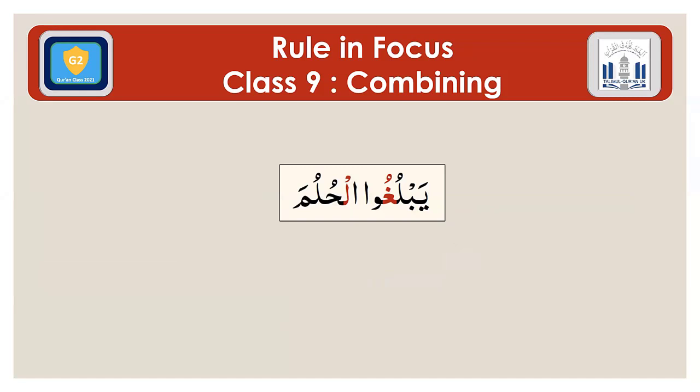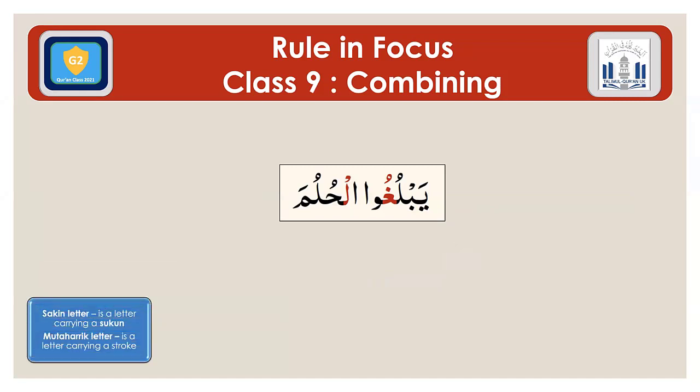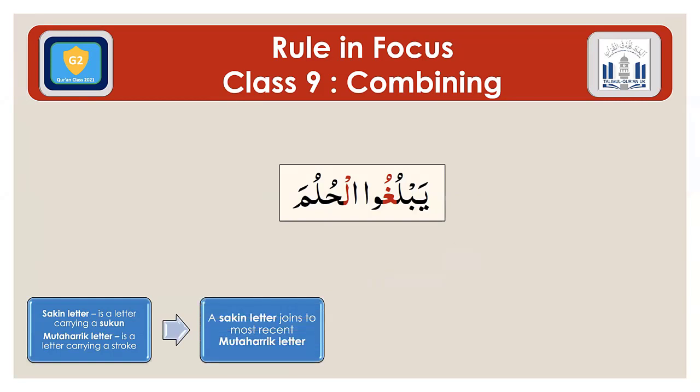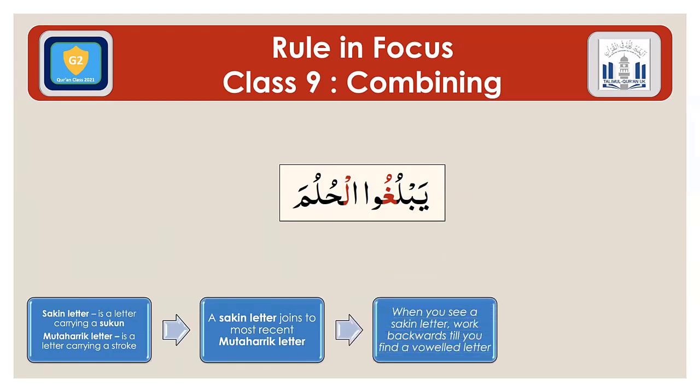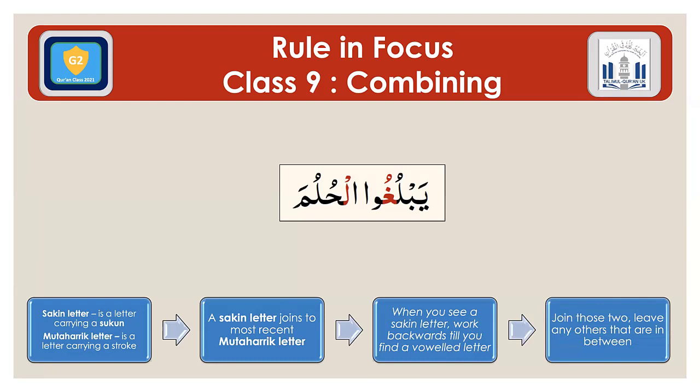Okay, so let's recap. A sakin letter is a letter that carries a sukoon. A mutaharrik letter is a letter that carries a stroke. A sakin letter must join to the most recent mutaharrik letter. When you see a sakin letter, work backwards until you find a vowel letter. You join those two. You leave any others that are in between.